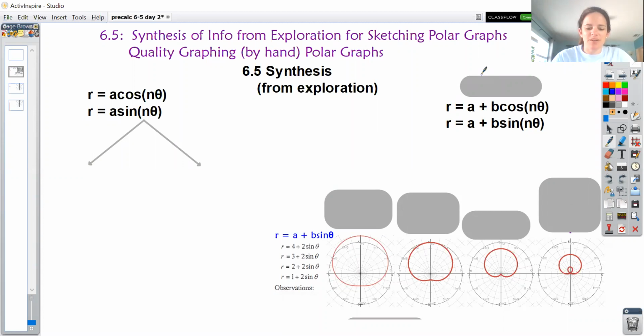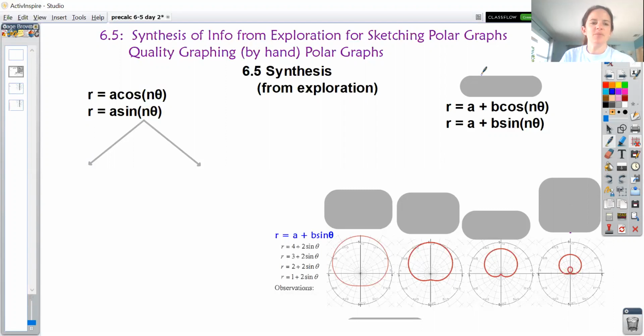So we did the exploration, which should have given you an idea of the shapes of different polar graphs and what each component, the coefficient, and whether it's cosine or sine, and what n does as far as affecting the graph of a polar graph. And so today we're going to synthesize all that information, just make sure that it's all nice and neat for you in one place and you have the names of everything. And then we're going to graph two by hand with quality by filling out our theta tables.